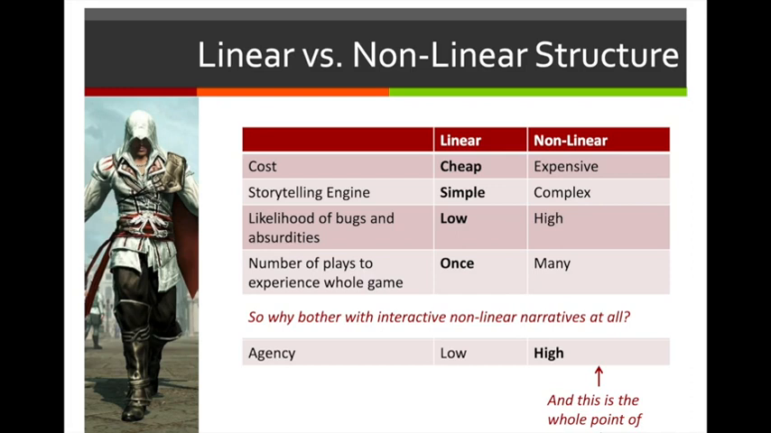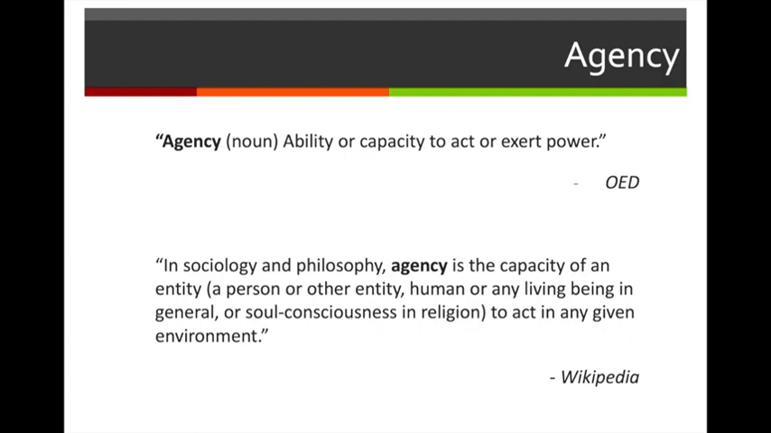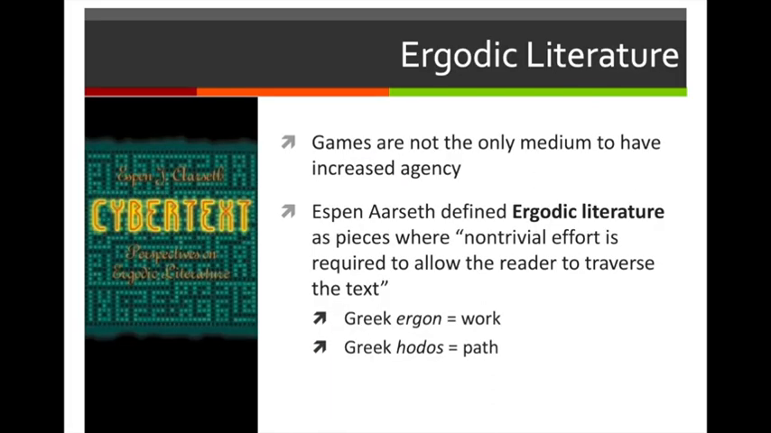So that means that understanding how we have agency within interactive narrative is really important because it's sort of the whole point. So what is agency? Well, the OED defines agency as the ability to act or exert power. Wikipedia defines it as our capacity to act in any given environment. So it's our ability to make choices effectively.